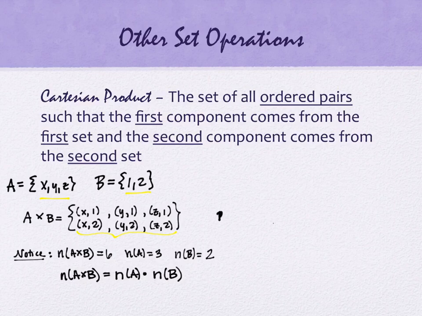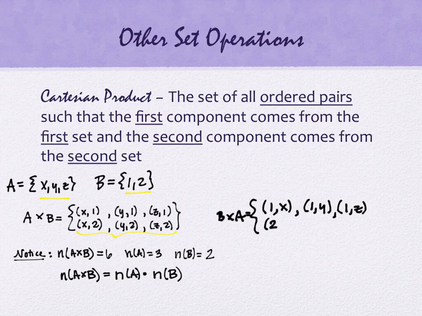All right, so this is B cross A. So B cross A would mean that I take an item in B, so like 1, and I pair it with an item in A, so this would be like 1x. Or I do 1y or 1z. Or I can do an item from B that's 2, so 2x and 2y and 2z. So I still end up with 6 elements, but are they the same elements?